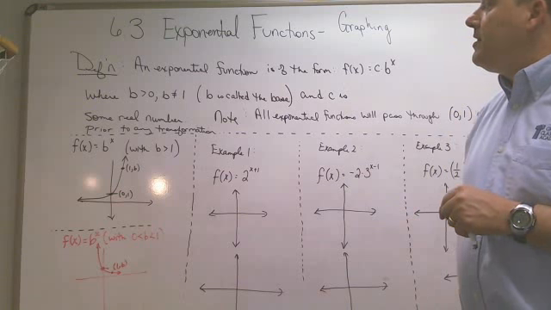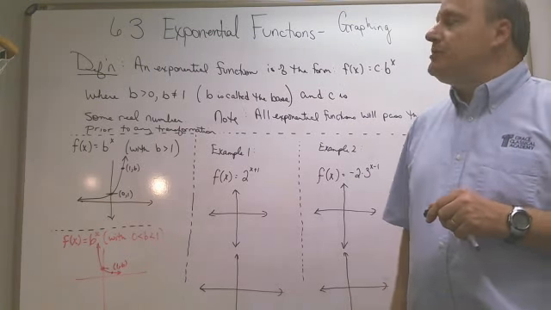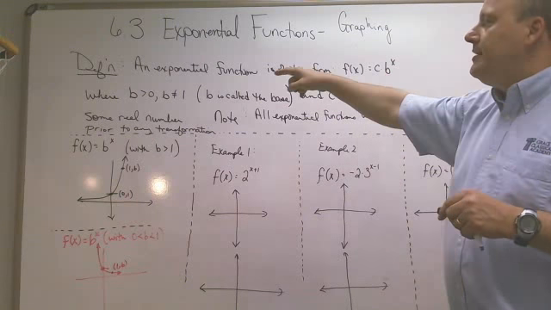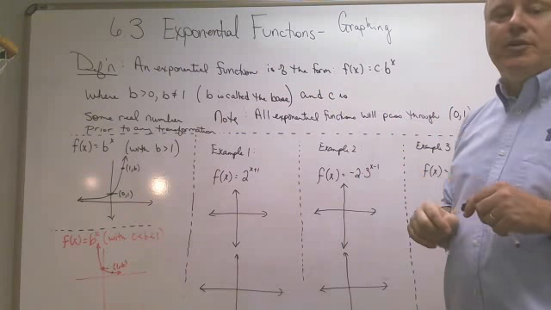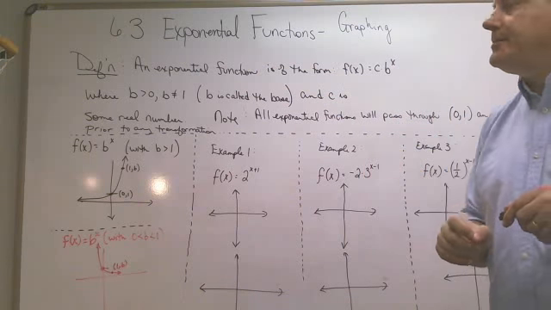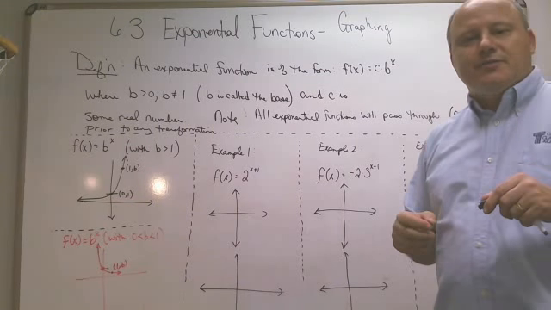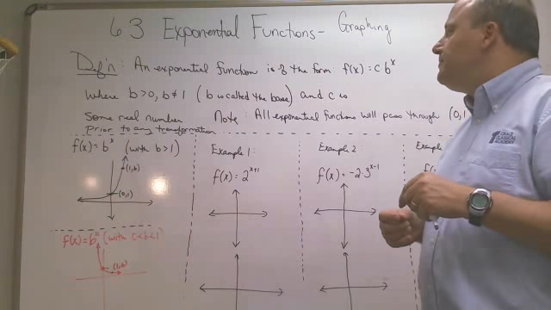I want to begin by reminding you what the definition of an exponential function is. An exponential function is of the form c times b to the x, where b is greater than 0, b does not equal 1. B is actually called the base. That's why I use the letter b for the base. And c is some real number. It's like a multiplier. That's the one that makes it stretch or compress. Remember when we talked about transformations.